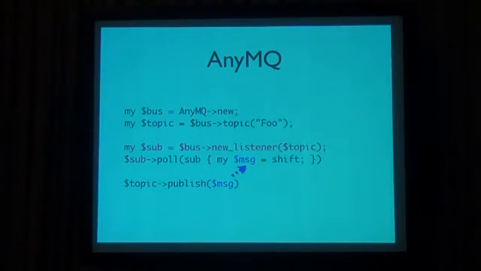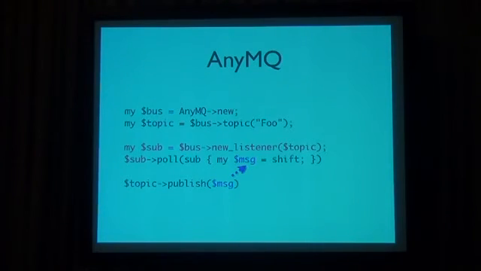And to poll the listener to see if there are messages that the listener is interested in, you say sub poll and then give it a callback to do things. And later, somewhere else in the code or somewhere in another callback, you can say topic publish message. And in your callback here, you just get a message there. Okay, so it's pretty straightforward. But of course, this only works within the same process.